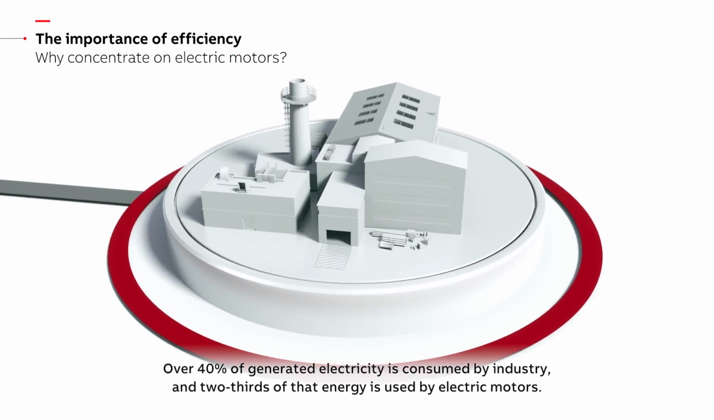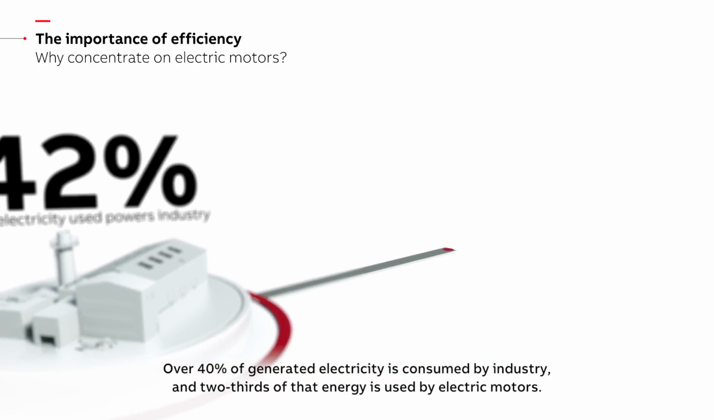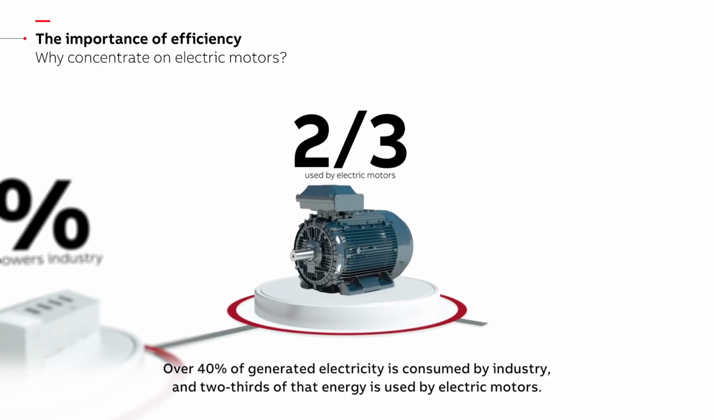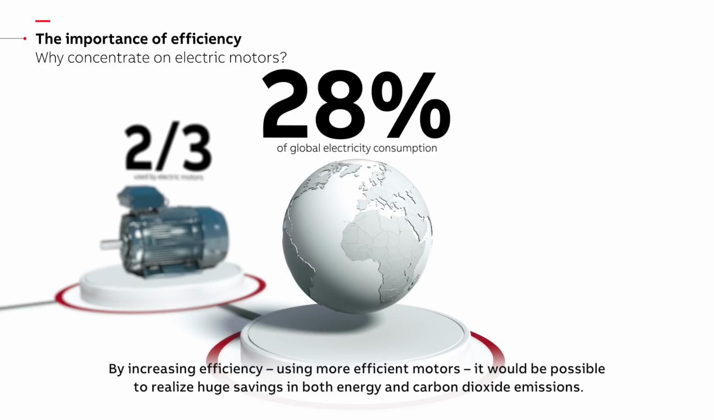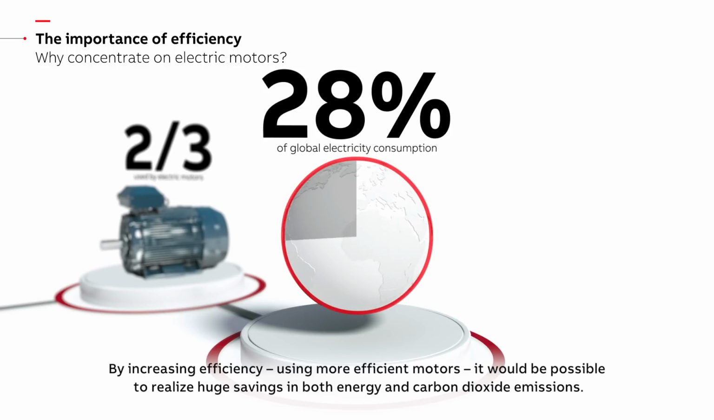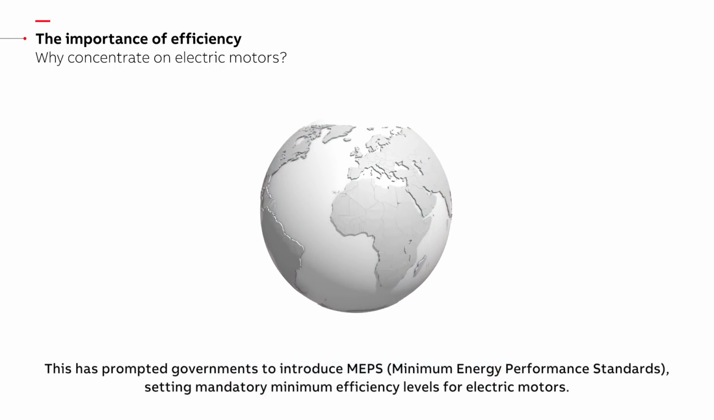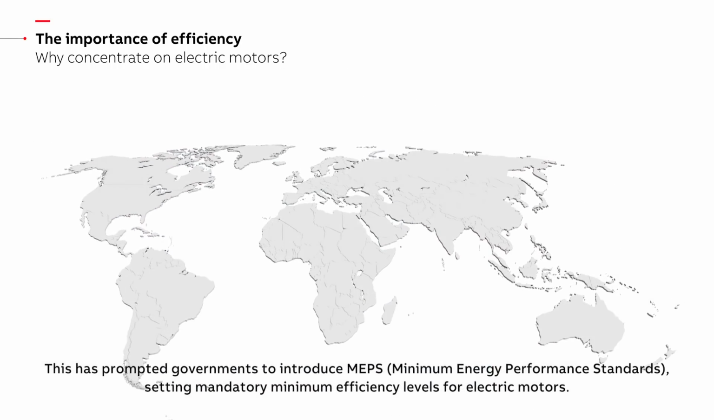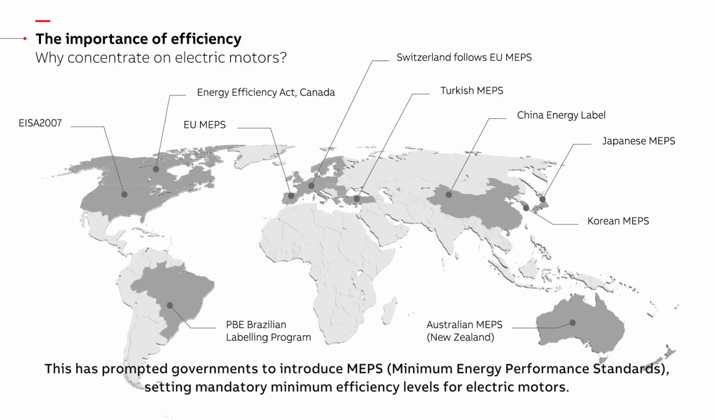Over 40% of generated electricity is consumed by industry, and 2/3 of that energy is used by electric motors. By increasing efficiency using more efficient motors, it would be possible to realize huge savings in both energy and carbon dioxide emissions. This has prompted governments to introduce MEPS, Minimum Energy Performance Standards, setting mandatory minimum efficiency levels for electric motors.